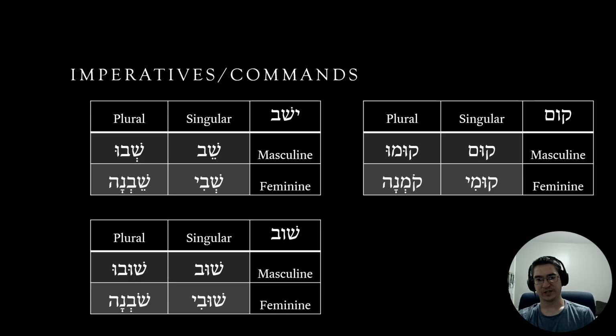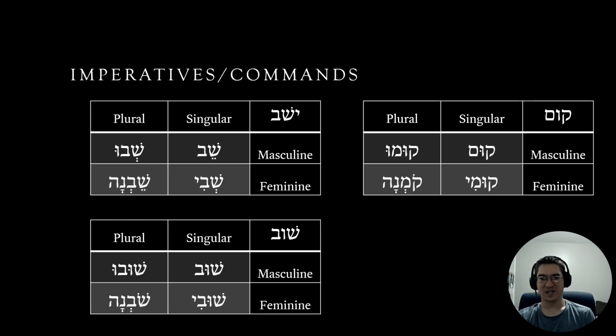Let's look a little bit closer at these tables. In the case of kum, we have the masculine singular. So this is a command given to a masculine singular object, or subject, I guess. Kum. If I'm talking to my son, I would say kum. If I'm talking to my sons, masculine plural, I would say kumu. If I'm talking to my daughter, kumi. If I'm talking to my daughters, komna.